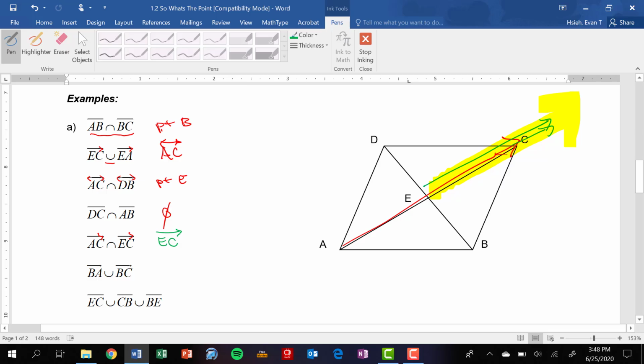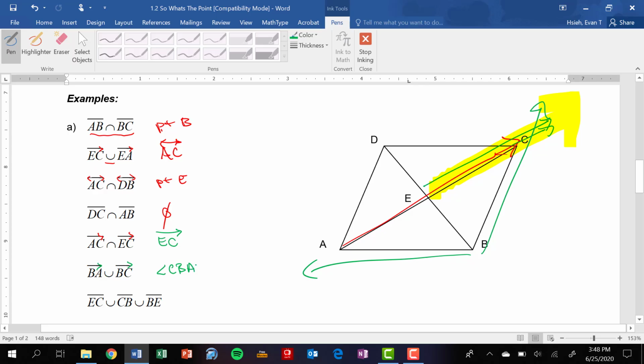And then the next one is going to be ray BA, ray BC. So BA is going to look like this. Ray BC is going to look like this. Hopefully you can see that that's just going to be an angle, right? Angle CBA.